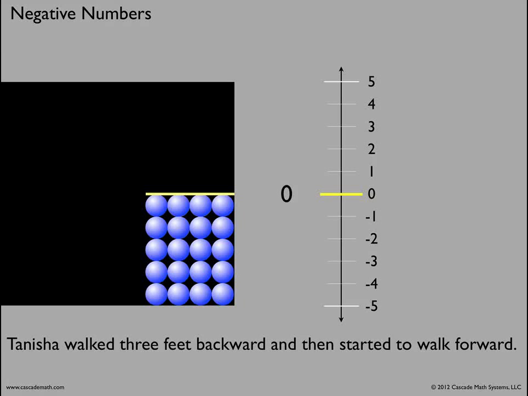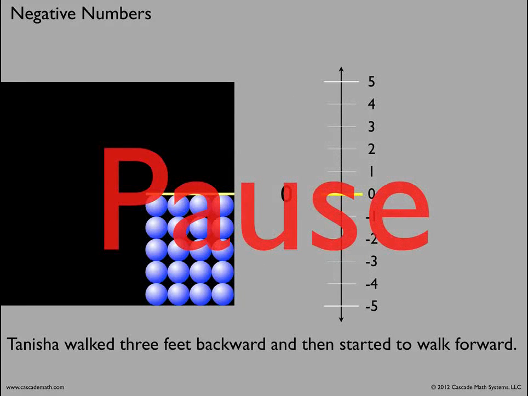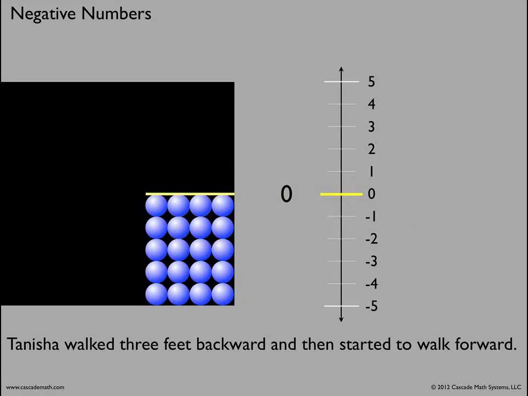Tanisha walked 3 feet backward and then started to walk forward. Here's how I represented it. Since Tanisha was going backward, I represented the distance as a -3. -1, -2, -3.